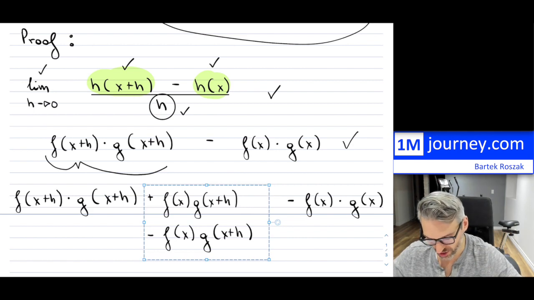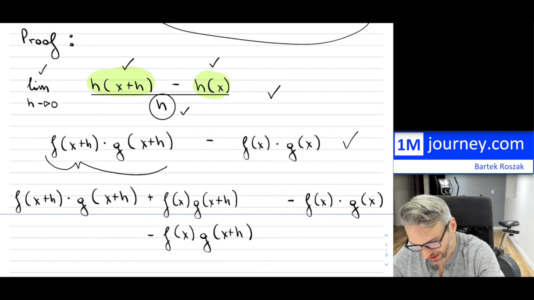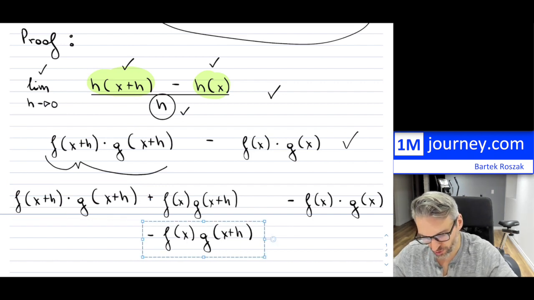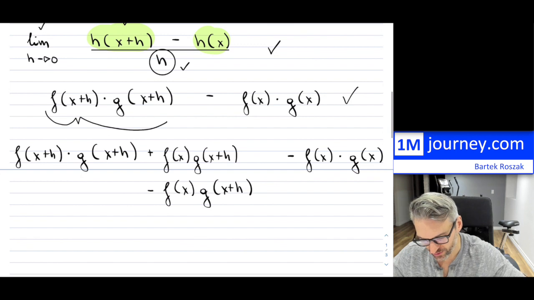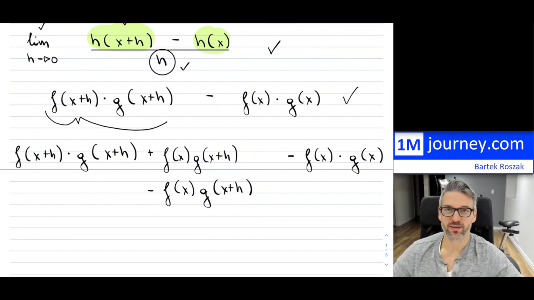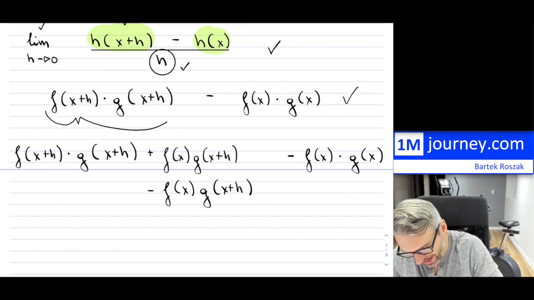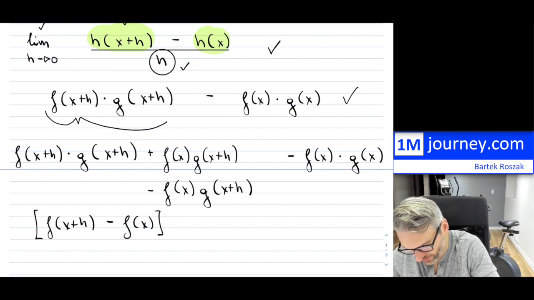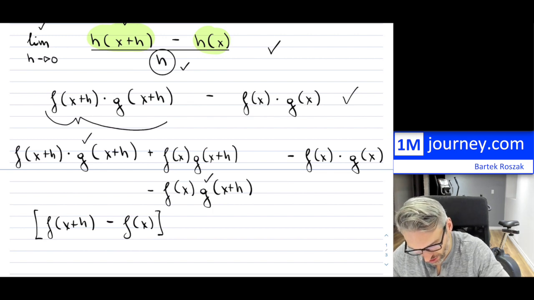And now I'm going to be massaging this out. If you notice, I have these two terms, this one right here and then this one right here. I'm going to group those two terms together and then factor out the g of x plus h. So what's going to happen is the following. I'm going to get f of x plus h minus f of x, and all of this, and I'm factoring out g of x plus h because it's common to both.